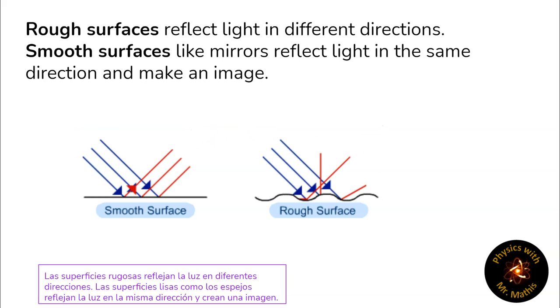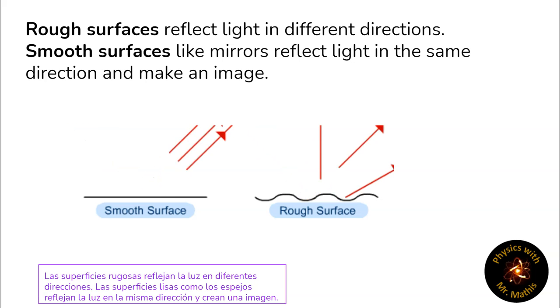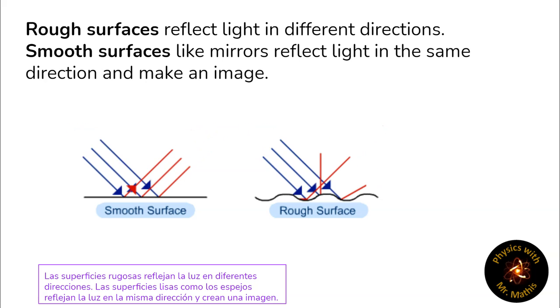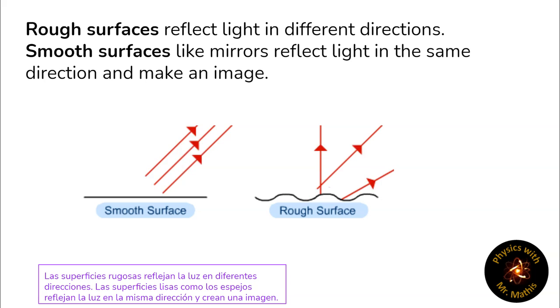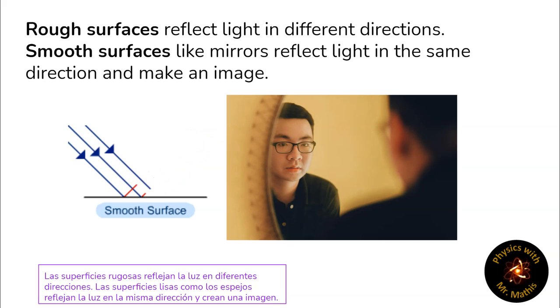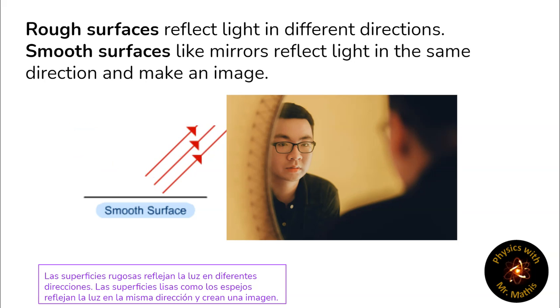Light reflects differently off of different surfaces. If the surface is rough, the light gets scattered in different directions. But if the surface is smooth, like a mirror, then it reflects the light in the same direction and it can form an image that you can see, much like when you look in a mirror.